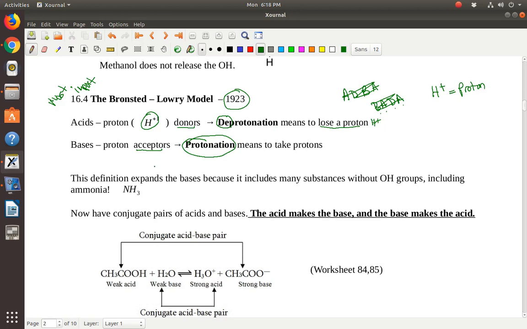All right, so this definition expands the bases because it includes many substances without OH groups, including ammonia. Ammonia is a base.